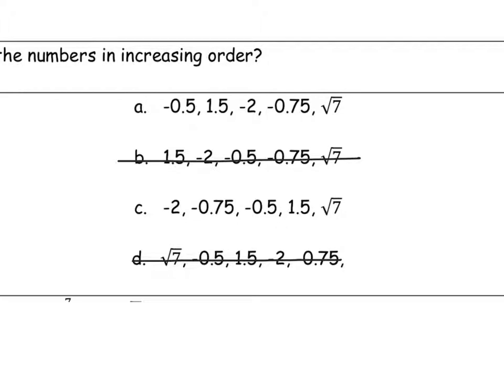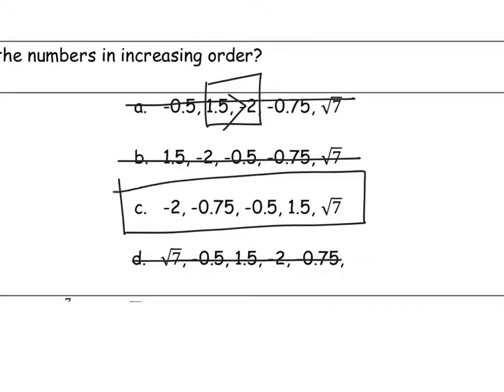So let's go ahead and look at letter A. Is negative 0.5, 5/10 less than 1.5? And the answer to that is yes. Is 1.5 less than negative 2? And the answer to that is no. So this part right here is wrong, because negative 1.5 is greater than, 1.5 is greater than 2, so that knocks this one out. So our answer must be C.